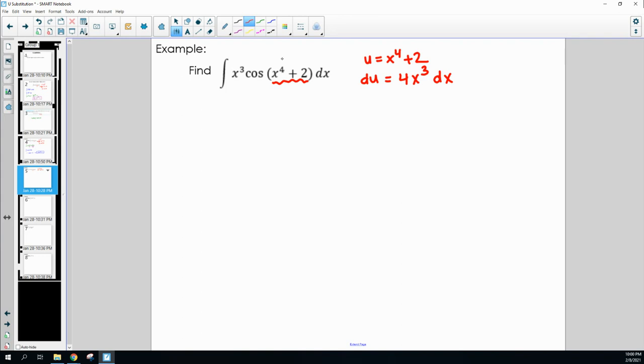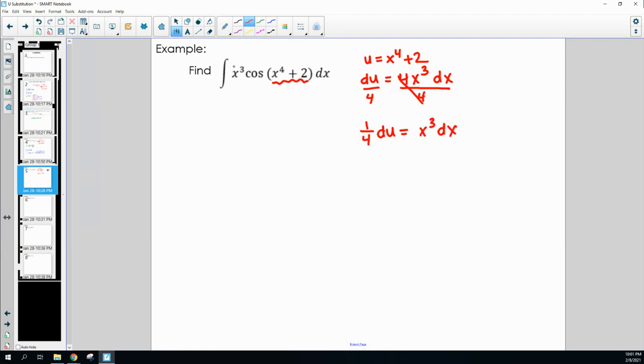Okay, so I look to see what I have. I don't have a 4x cubed dx. I have an x cubed dx, but I don't have a 4x cubed dx. So what I can do is get rid of the 4 by dividing it out. If I divide this side by 4 and divide this side by 4, these 4s will cancel out. So I'll have 1/4 du equals x cubed dx.